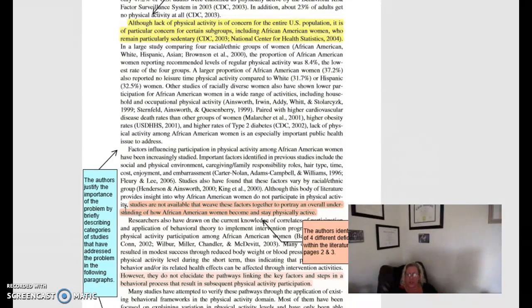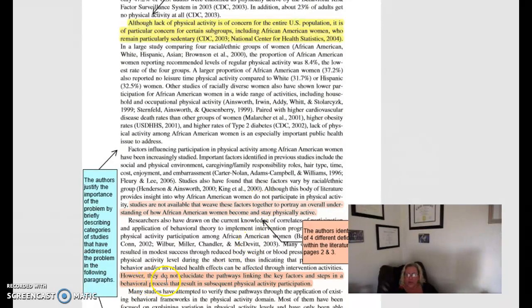someplace where you can put your input. And so right here, very clearly, it says, although this body of literature provides insight into why African American women do not participate in physical activity, studies are not available that weave these factors together to portray an overall understanding of how African American women become and stay physically active. So what they're saying here is there is literature that gives insight into this topic, but what this literature doesn't do is this. So that's your way in.